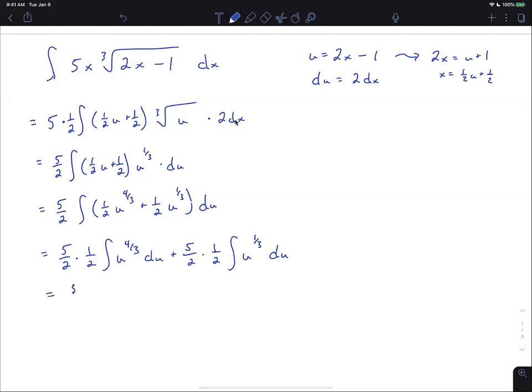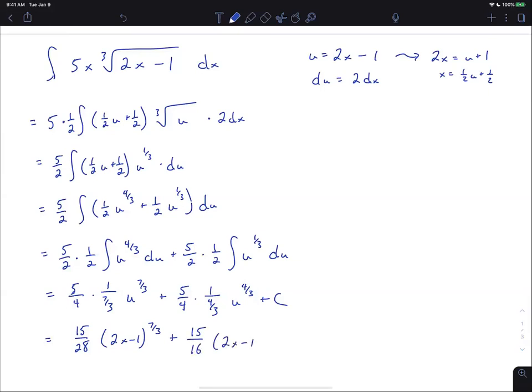Okay, so now we've got 5/4. And so 5/4 and then 1/(7/3) u to the 7/3 plus 5/4 times 1/(4/3) u to the 4/3 plus c. And now you flip the 7/3, so you get 15/28. And then u is 2x minus 1, so 2x minus 1 to the 7/3. Now you flip that again, so 15/16. And 2x minus 1 to the 4/3 plus c. And that's the answer.